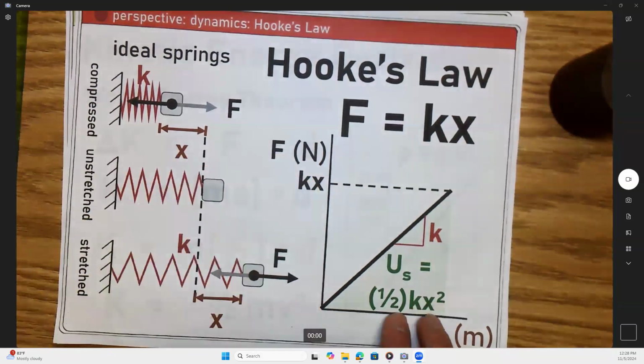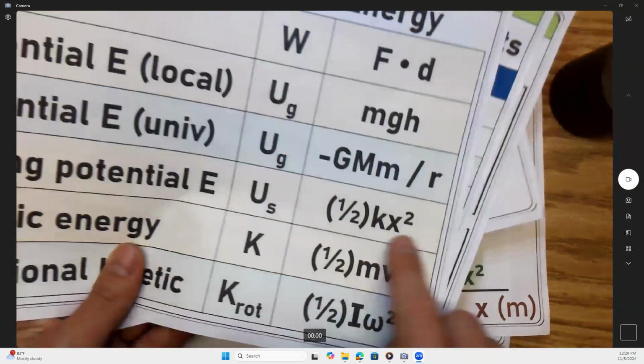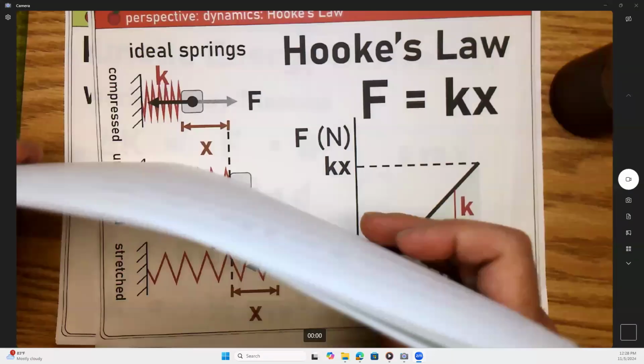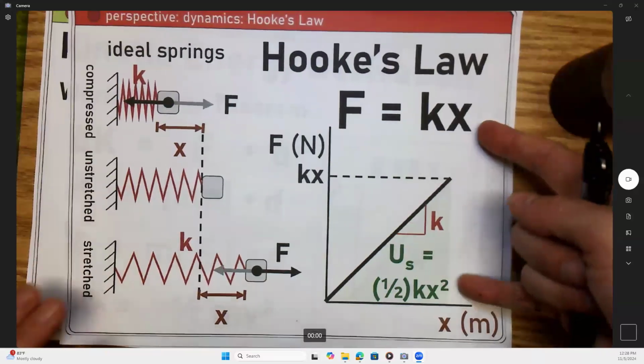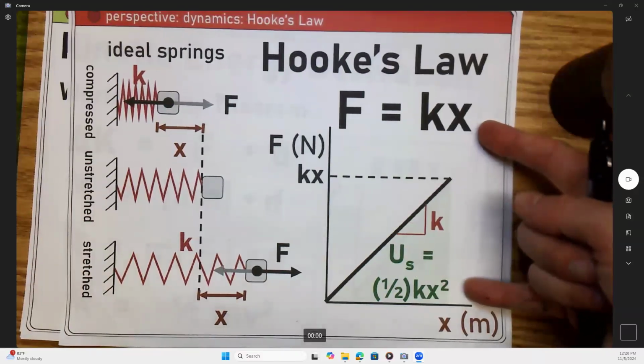Put it all together, you get 1/2 kx squared. You guys go with 1/2 kx squared is the energy stored in a spring. Okay, guys, do not confuse spring force with spring energy. A lot of students do that. That's a really common thing. I've been teaching this class many years. A lot of students mix these two formulas up.